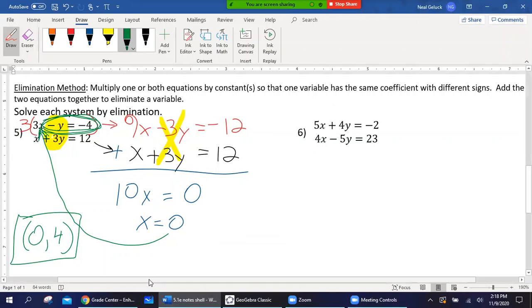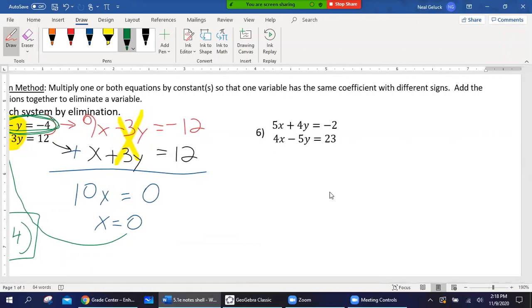For number 6, again, I think the y's are easier to get rid of just because they already have opposite signs. But this is a case where I need to multiply both of them. So I've got to think, what is the least common multiple of 4 and 5? The least common multiple of 4 and 5 is 20. So I'd have to multiply the first equation by 5 to get it to 20. I have to multiply the second equation by 4 to get it to that negative 20.